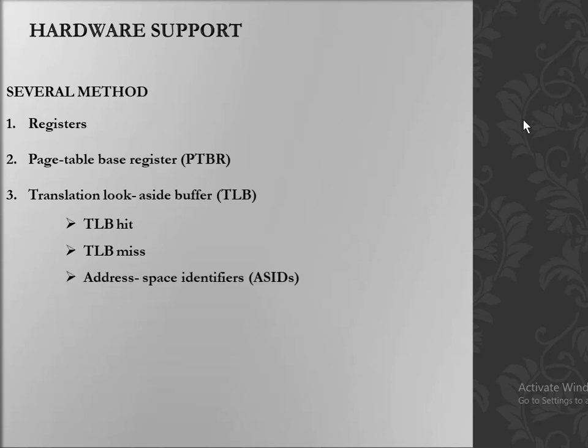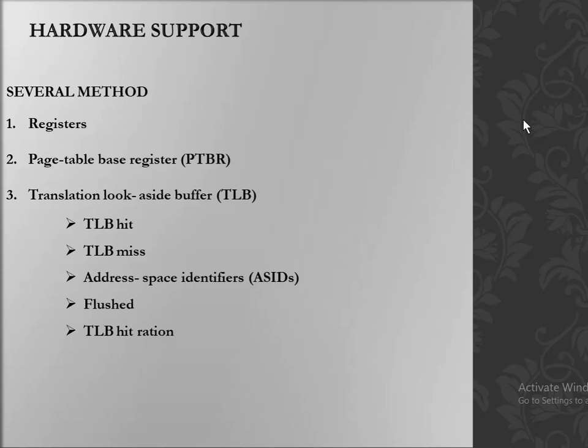In some TLBs, it stores address space identifiers in each TLB entry. This uniquely identifies each process, and it is used to provide address space protection, right? Otherwise, for each process execution, the TLB will be flushed and reconstructed again.